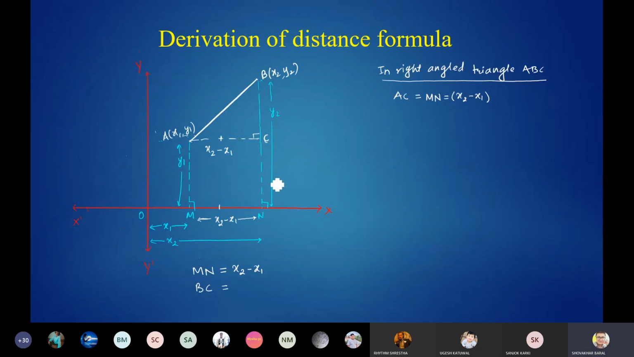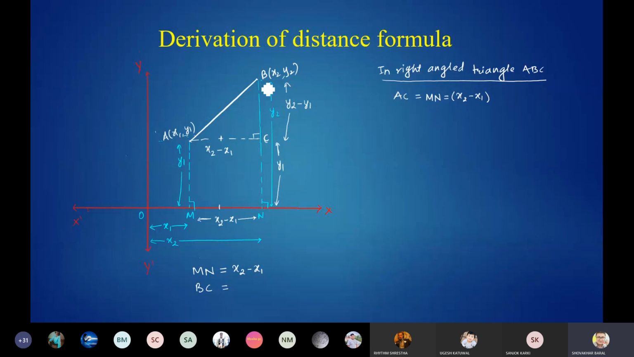Can anyone tell me what will be the value of CN? It must be equal to y1. Very good. It must be equal to y1. Why? Because it is the opposite side of the rectangle. So what will be the distance between BC, or what will be the length of BC? Can anyone tell me? y2 minus y1. Exactly. The distance between B and C will be y2 minus y1.